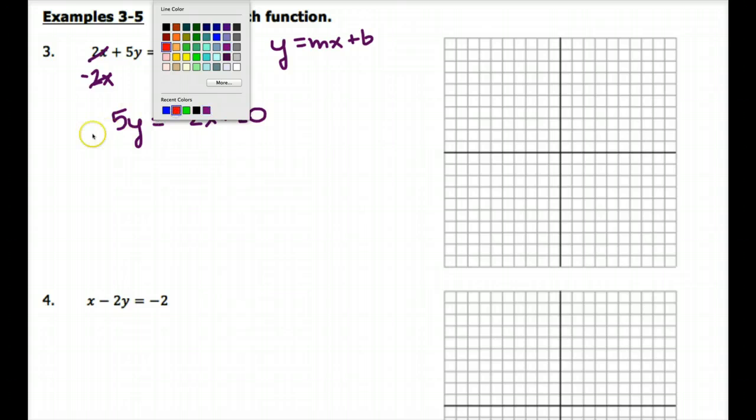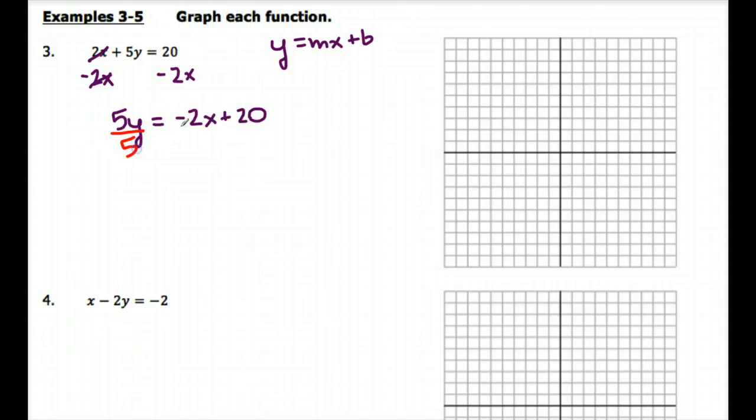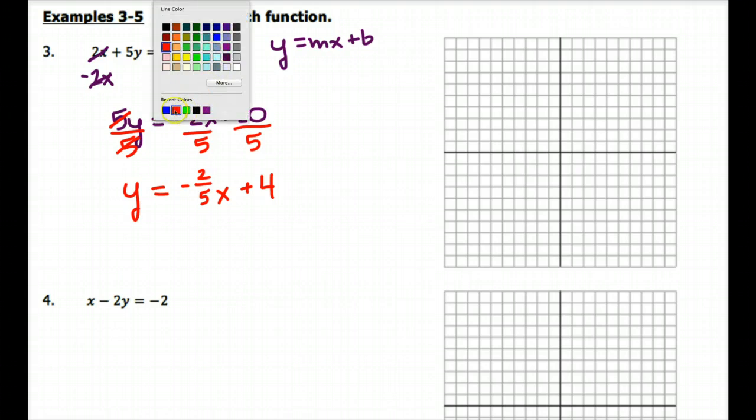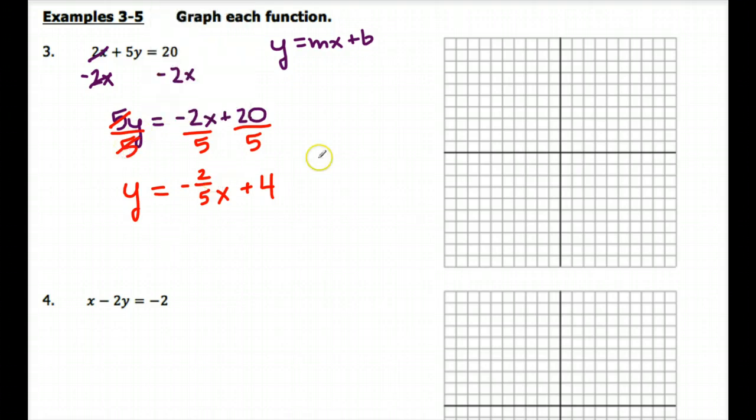Okay, so that's my first step to get this in slope-intercept form. My second step is to get rid of that 5 right there. So that means I'm going to divide everything by 5. And remember, when you're dividing on both sides, you have to divide every term. So the negative 2x and the positive 20 both get divided by 5. That gives me the equation y equals negative 2/5 x plus 20 divided by 5, which is 4. So now I've put this equation in slope-intercept form, and now I know two things about this line. I know the slope is negative 2/5, and from the b value we know the y-intercept. The b value is 4, so the y-intercept has to be 0, 4.